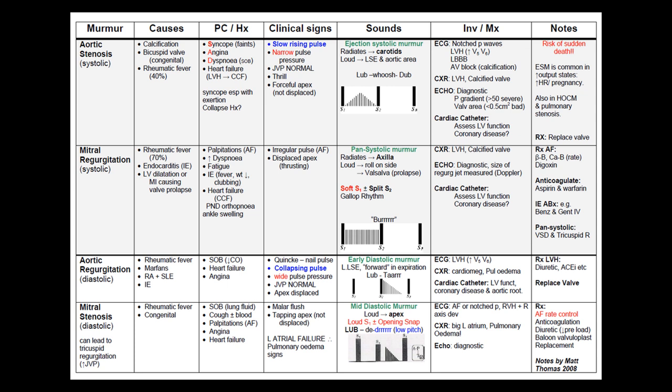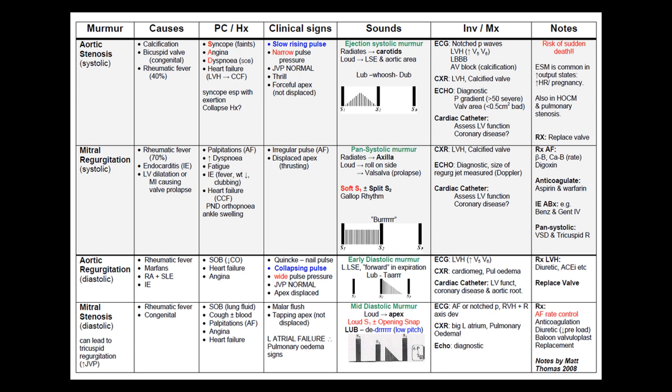These patients with mitral stenosis get a malar flush in the cheeks. They have a tapping apex beat that is not displaced, and they have left atrial failure, and this gives you pulmonary edema. This is a mid-diastolic murmur heard halfway between S2 and the repeat S1. So it will be loudest at the apex of the heart, and you will have a loud S1 with an opening snap, because the valve is stiff, so it's got that opening snap to it.